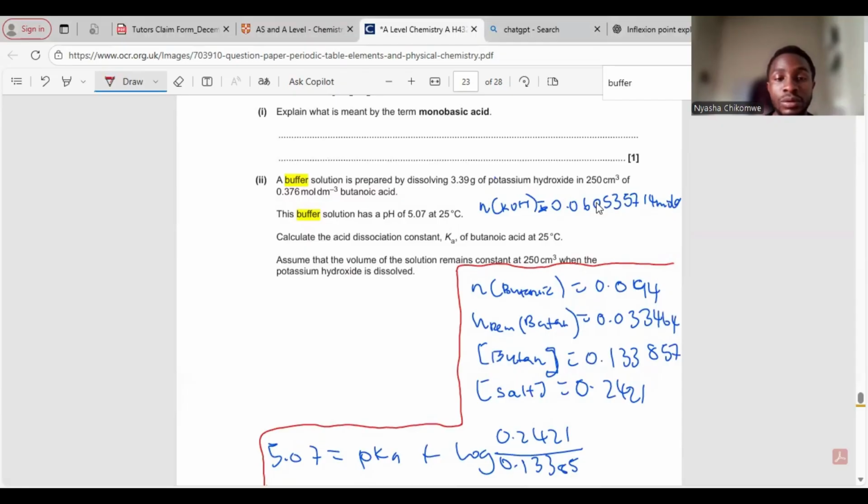But okay, so remember guys, the Henderson-Hasselbalch formula: pH is equal to pKa plus the log of the concentration of salt over the concentration of acid.